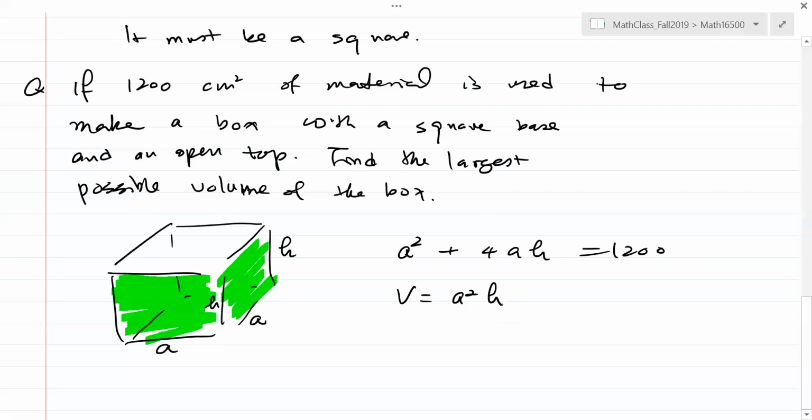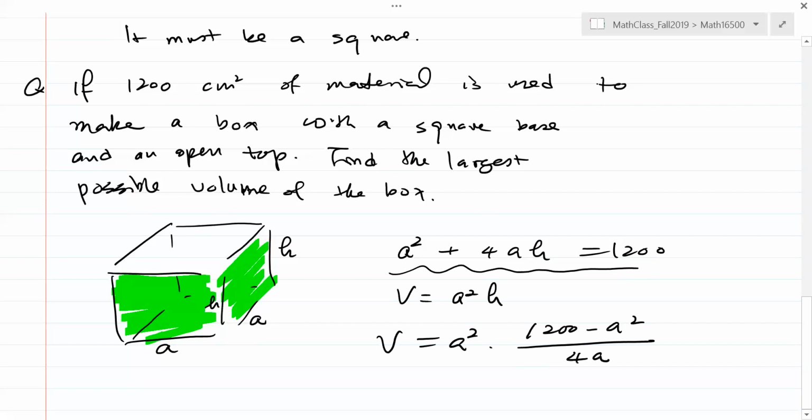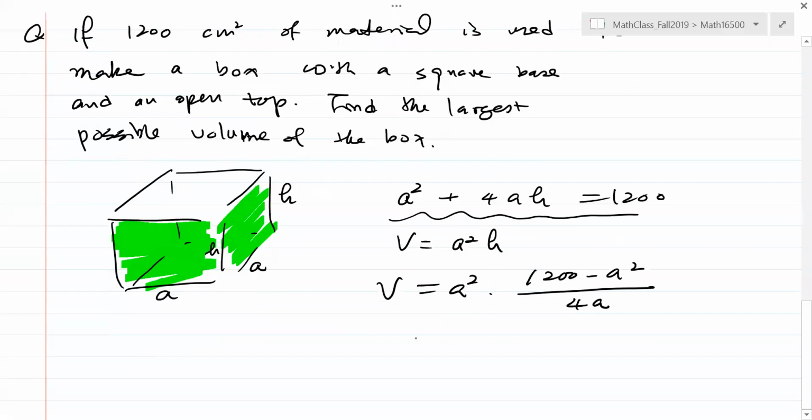Actually, the volume only depends on one variable, because A and H are not arbitrary. So how do you do that? Do you solve for A or solve for H? I think solve for H first, because it's easy. You don't need to use radicals. So H is going to be 1,200 minus A squared, divided by 4A, right? You can simplify it.